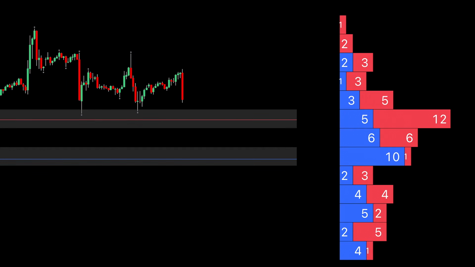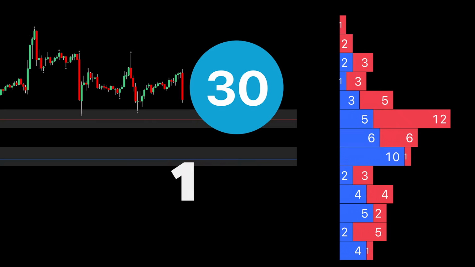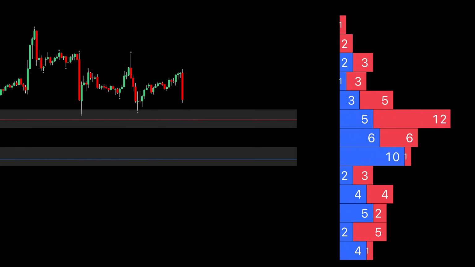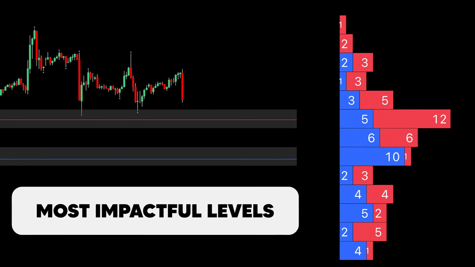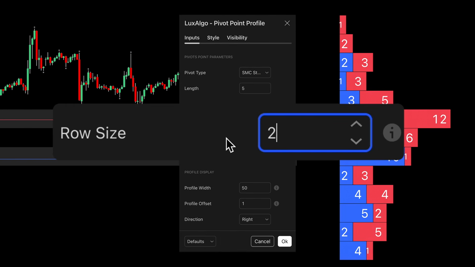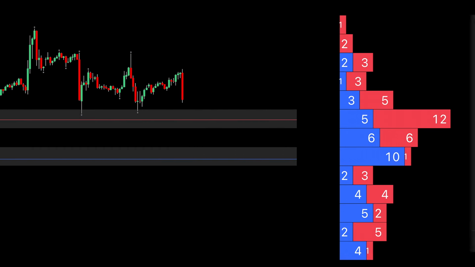Let's walk through an example using the US 30 on the 1-hour time frame. Our goal here is to identify the most impactful levels, so the first thing we'll do is reduce the row size to 25 in the settings. This filters out noise and highlights only the most significant zones.